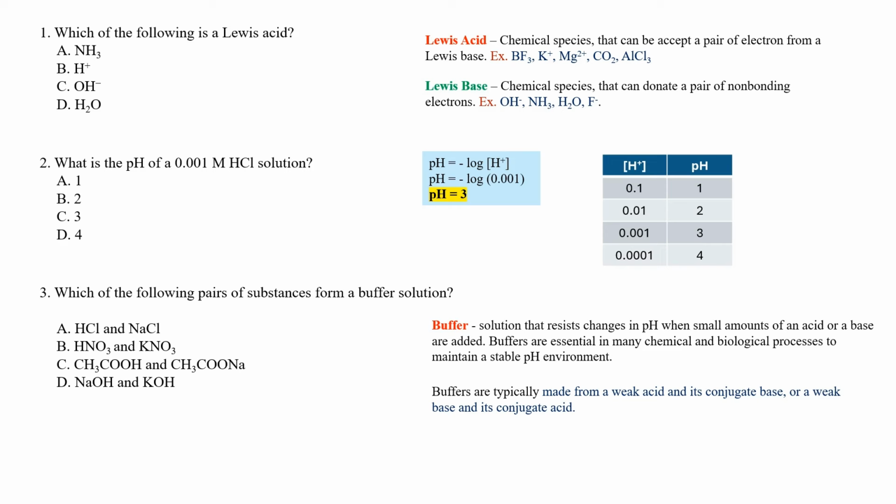Buffers are typically made from a weak acid and its conjugate base, or a mixture of a weak base and its conjugate acid. Examples of buffers: acetic acid is a weak acid, and when we combine it with its conjugate base, sodium acetate, it acts as a buffer. Ammonia, NH3, is a weak base. Ammonia's conjugate acid is the ammonium cation. When the ammonium cation combines with Cl, it's ammonium chloride, a conjugate acid salt. So if we combine this weak base and its conjugate acid salt, it is a buffer mixture. A buffer can be a weak acid and its conjugate base salt, or a weak base and its conjugate acid salt.